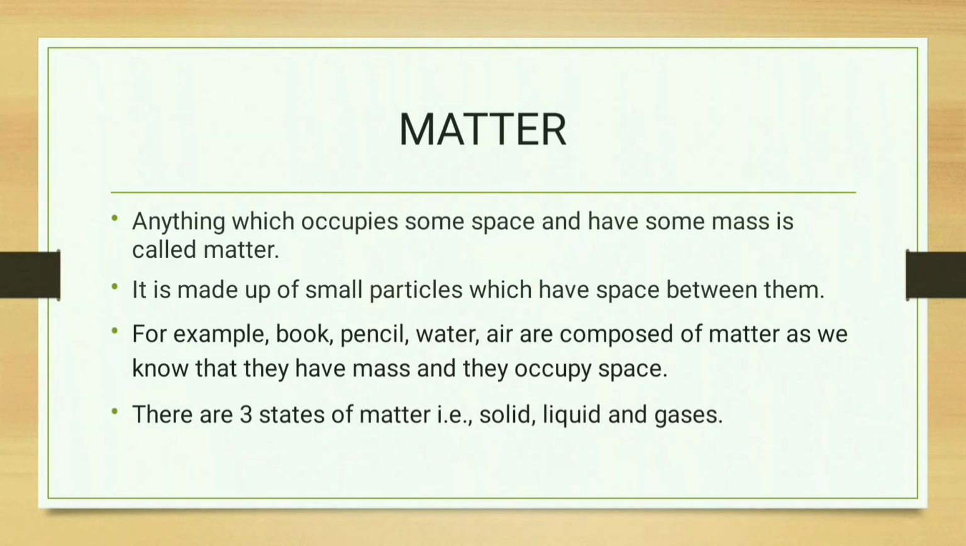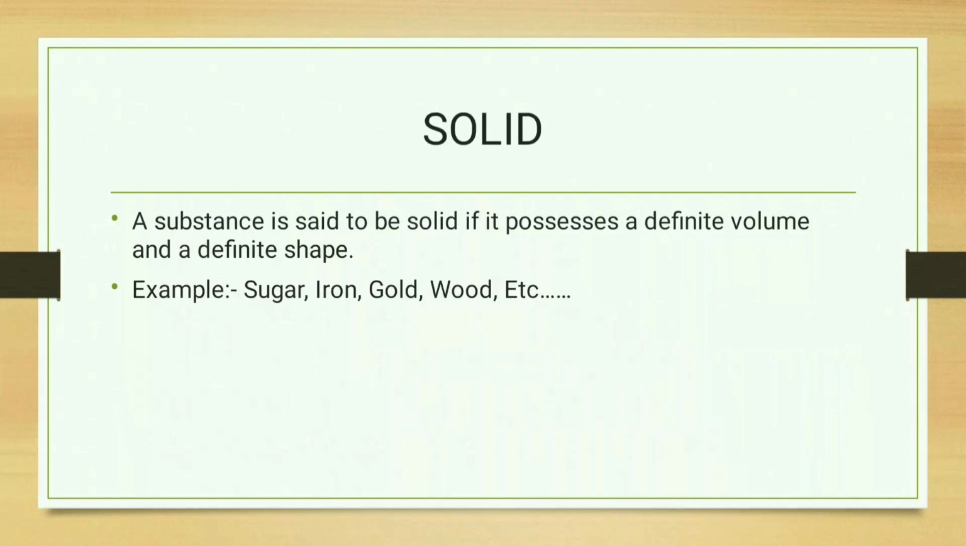Now matter has 3 states. It can be differentiated in 3 states, that are solid, liquid and gases. Now we'll study about solid, liquid and gases in different slides. Now first is solid. A substance is said to be solid if it possesses a definite volume and a definite shape. Example, we can take a pencil which has a definite volume and a definite shape. And here examples are sugar, iron, gold, wood, etc.